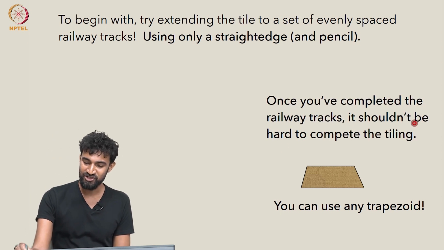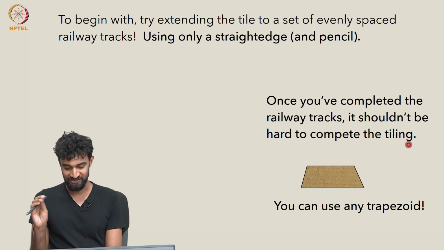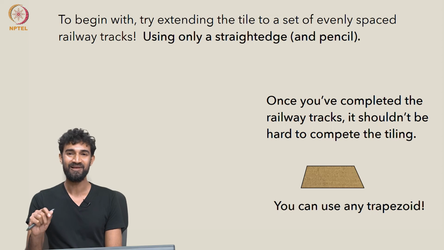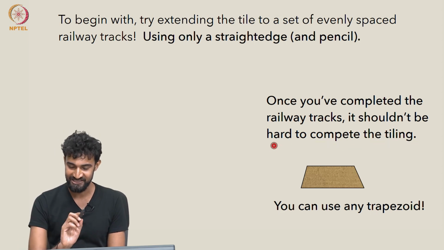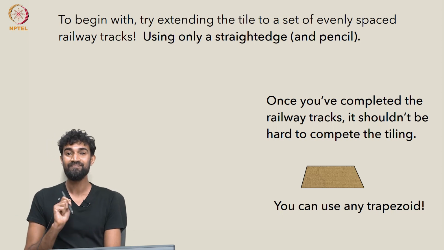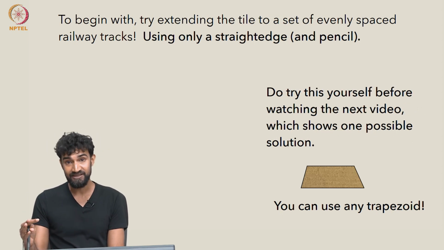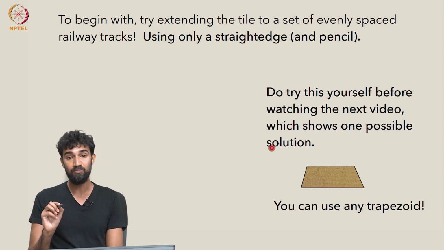Once you've completed the railway tracks, it shouldn't be hard to complete the tiling, the second perspective view. But it's not trivial, so you might have to think a little bit. It takes a little bit of cleverness, but it's using tricks that we've seen before. That's a small hint. So try this yourself, and then once you've tried it, you can watch the next video, which shows one possible solution.